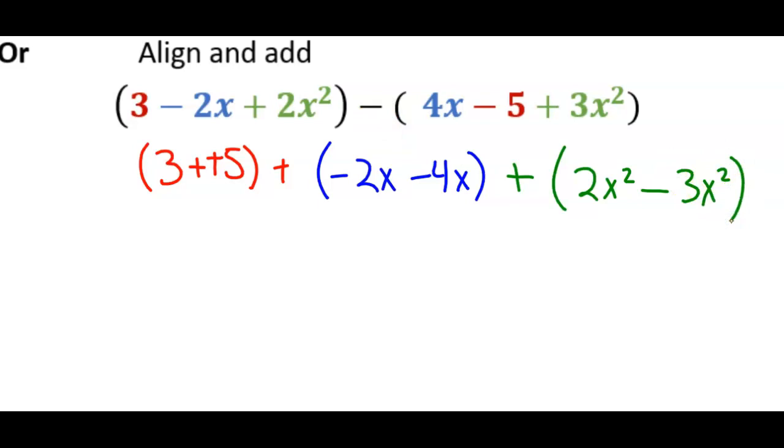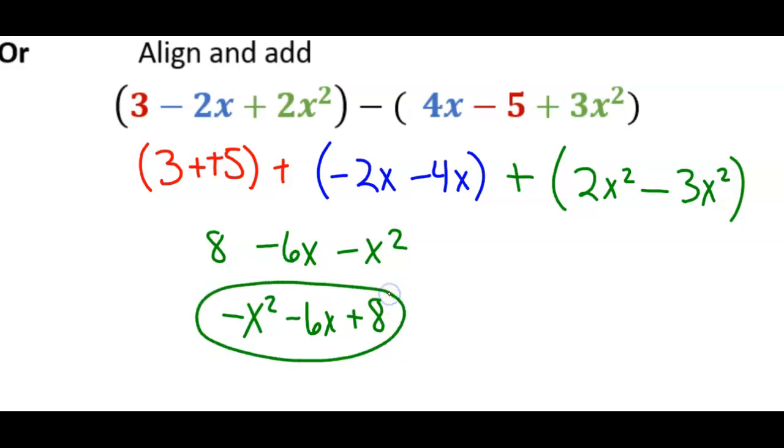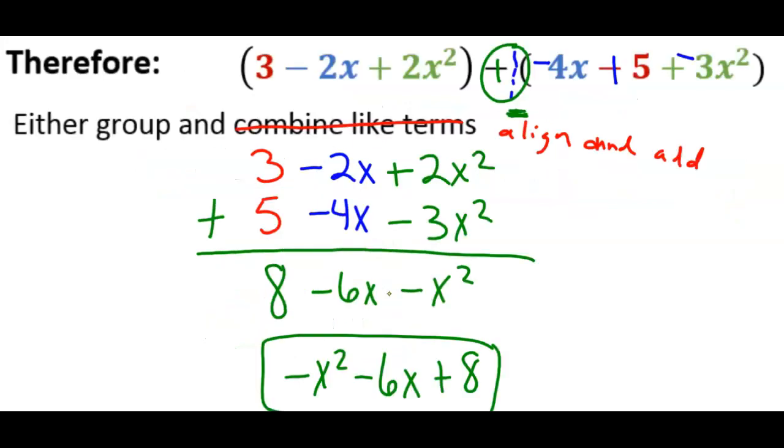Okay? So 3 plus 5 is 8. Negative 2 minus 4x is negative 6x. 2 minus 3x squared is negative x squared. So I get the same answer either way, but two different methods. On this method, it's not as crucial that you distribute your negative sign in. On align and add, it is. You should always distribute your negative sign in. So you decide which method you like.